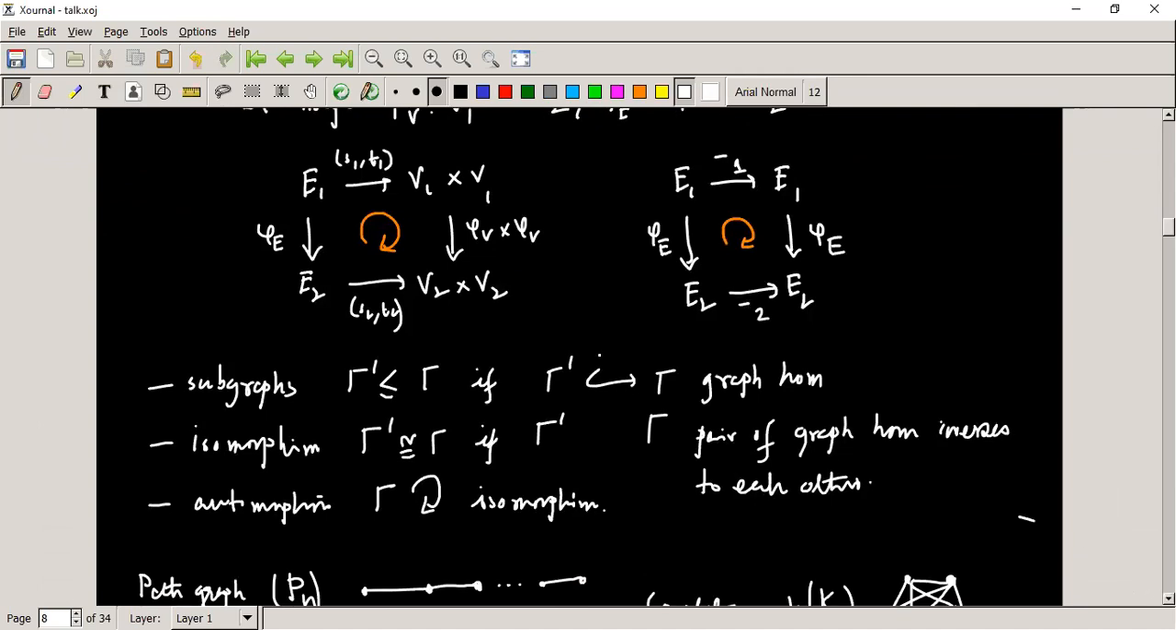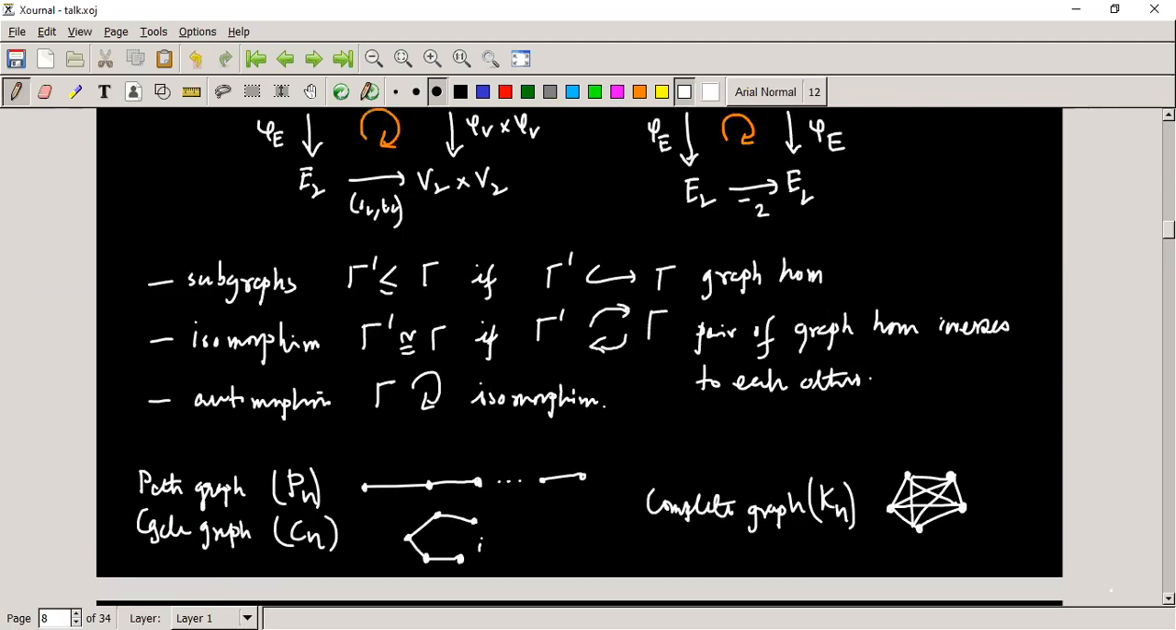A subgraph is something which has an injective graph homomorphism to another graph. So gamma prime is a subgraph of gamma if the inclusion map from gamma prime to gamma is a graph homomorphism. Isomorphism, just like how you do in algebra, is a pair of graph homomorphisms such that the composition is identity in each case. Automorphism is a self-isomorphism. So these are some standard terminology in graph theory.